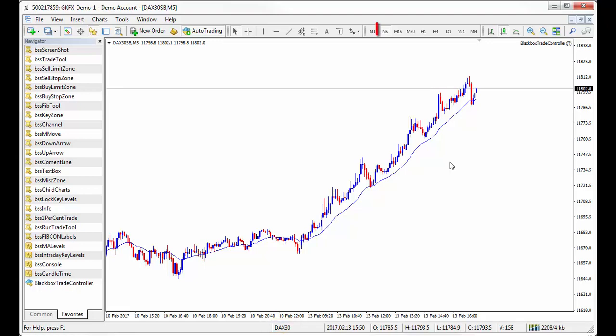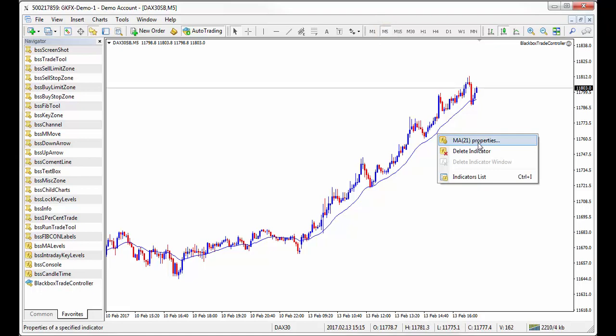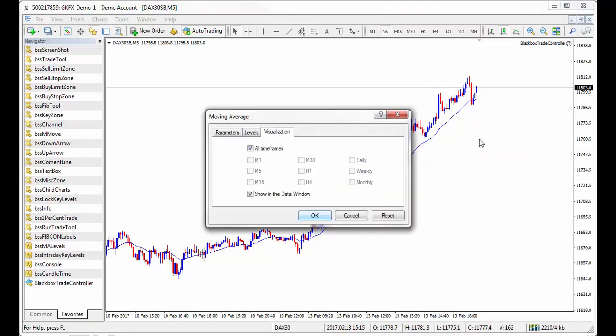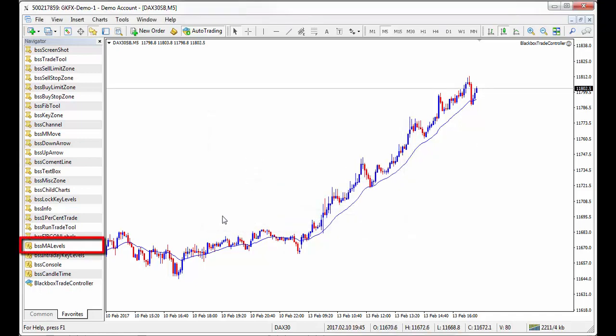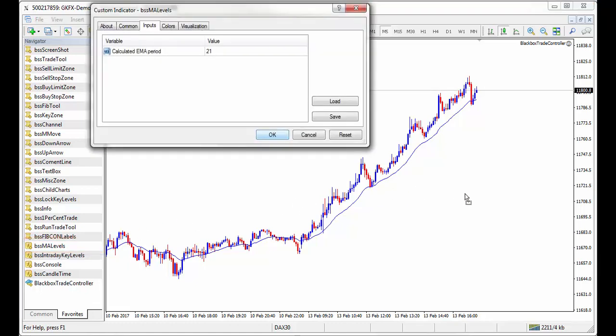The DAX 30 5-minute chart is currently displaying the 21 EMA in blue in the normal manner. The 21 EMA is set to display on all time frames as shown. The MA levels indicator is selected for use by dragging it from the Favorites tab in the Navigator window and dropping it onto the chart. It has been set to display the 21 EMA levels relating to the other MT4 time frames.